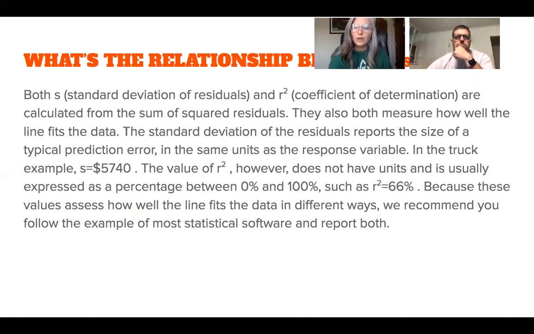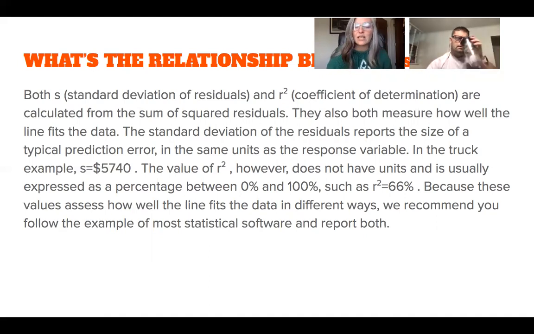They also both measure how well the line fits the data. The standard deviation of the residuals reports the size of the typical prediction error in the same units as the response variable. So we saw you've got S is $5,740, but the value of R squared doesn't take into consideration units at all. And it's usually expressed as a percentage. Like you would see R squared as 0.66, but generally we would say 66%.